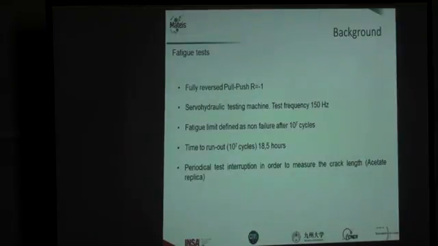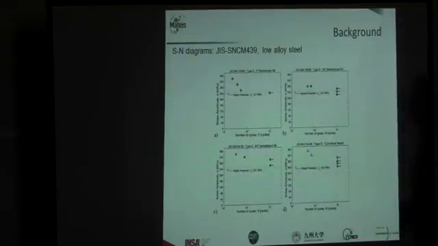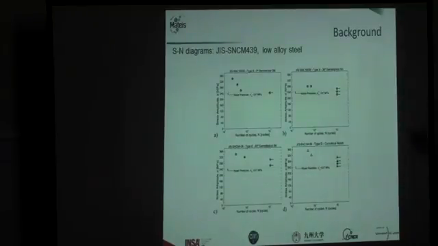We did some fully reverse fatigue tests at 150 Hertz. The fatigue limit was defined as typical non-failure after 10 million cycles, and we did periodical interruptions in order to measure the crack length. So, I don't know if you can see from there, but this is the typical SN diagram. In this case it was for the third steel, the low alloy steel, the one with higher mechanical properties, but this is not that important.